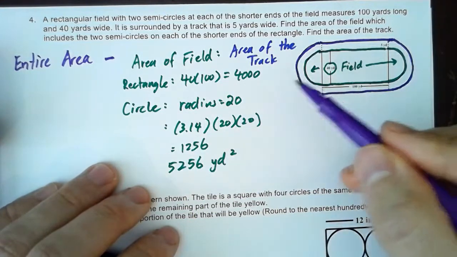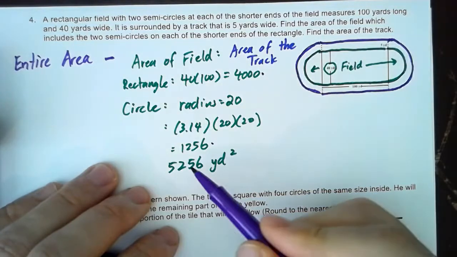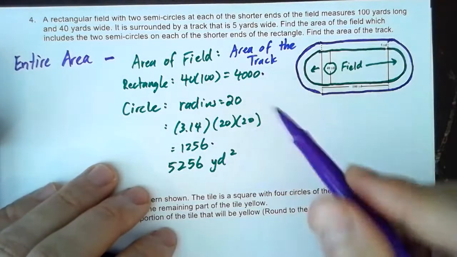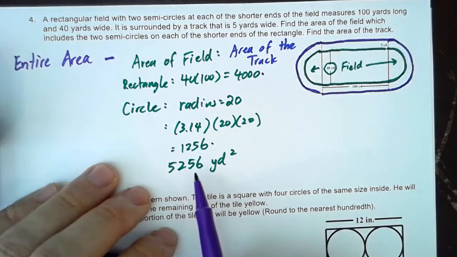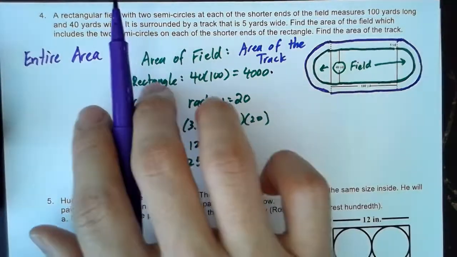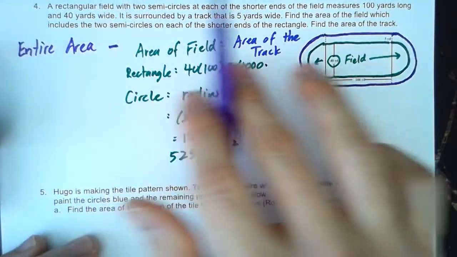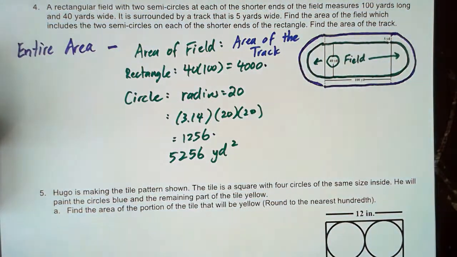Okay, so then now you can see how I added 4,000 with 1256, because that's the entire area of the field, to get 5,256. Okay, please pause the video here if that was overwhelming for you or that was too much, because I think you definitely want to review what we just did in this step.